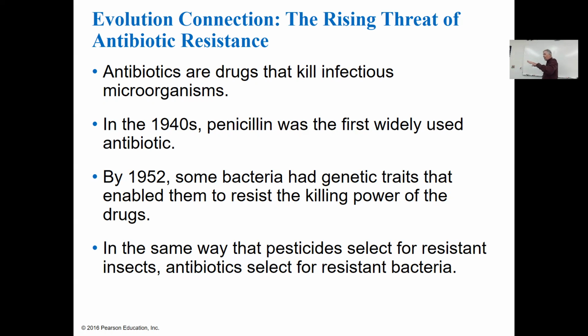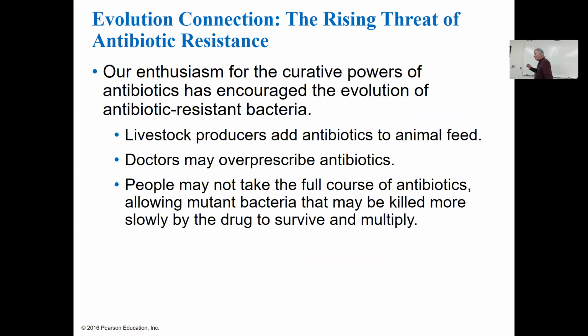Evolution connection, threat of antibiotic resistance. Antibiotics are drugs that kill infectious organisms. I think we talked about this before, first discovered in the 1940s. But by 1952, some bacteria had genetic traits that enabled them to resist the killing power of drugs. So as I said before, if you go to the doctor for an infection now, you don't get penicillin anymore. It just doesn't work. The same way that pesticides select for resistant insects, antibiotics select for resistant bacteria. So our enthusiasm for these things has encouraged the evolution of antibiotic-resistant bacteria.